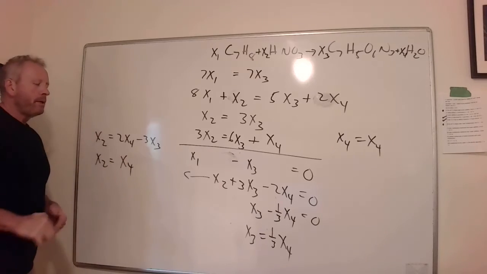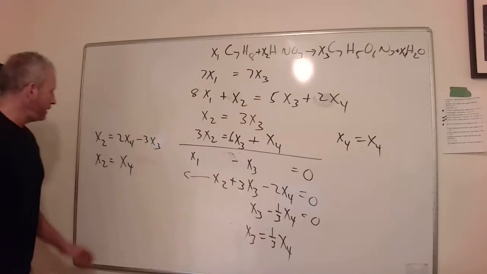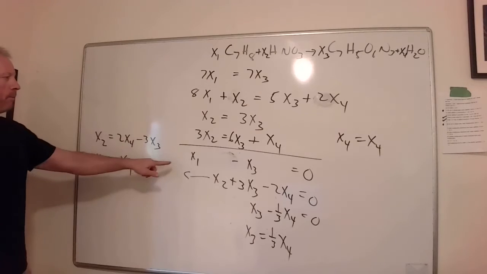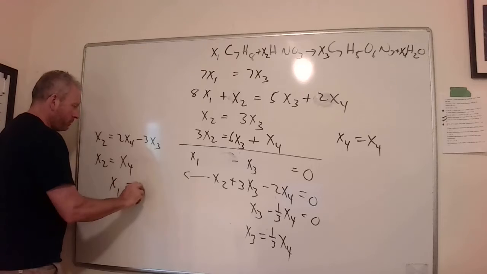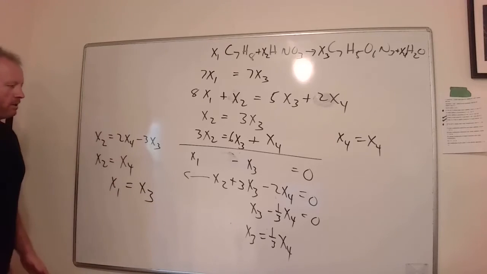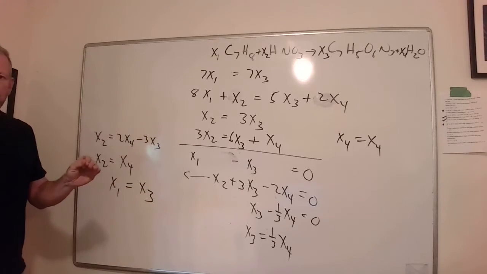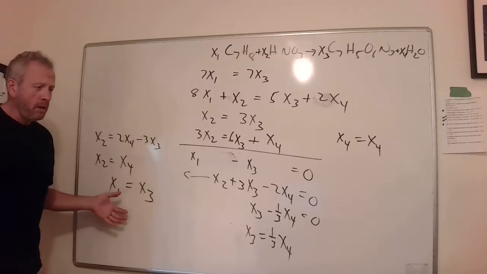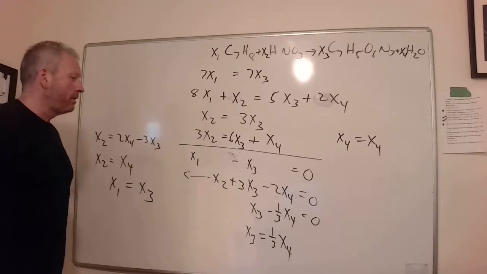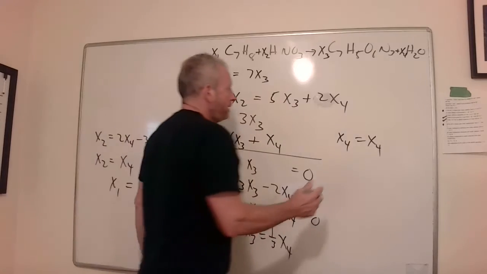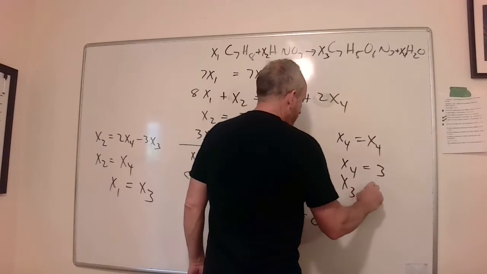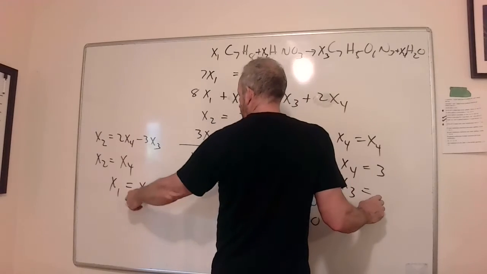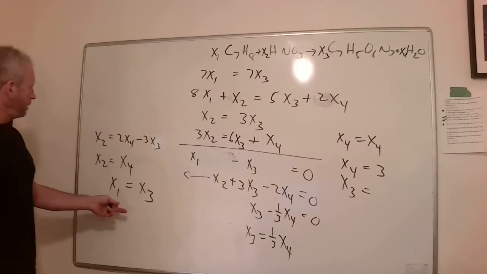Well, I like that, because if x sub 4 is a whole number, then that'll make x sub 2 a whole number. We got to go back and get x sub 1. Well, it turns out that x sub 1 is equal to x sub 3. So one solution, and there's an infinite number of solutions, right? You could always just put any multiple of the number of molecules. But one solution is to have x sub 4 equal to 3, and that will make x sub 3... What was x sub 3? X sub 3 was x sub 1.